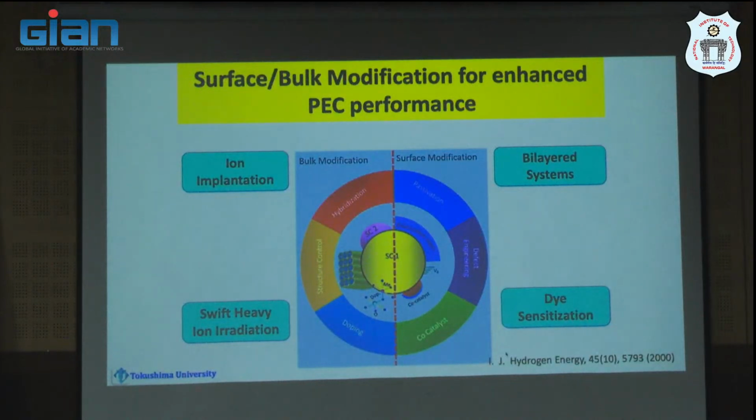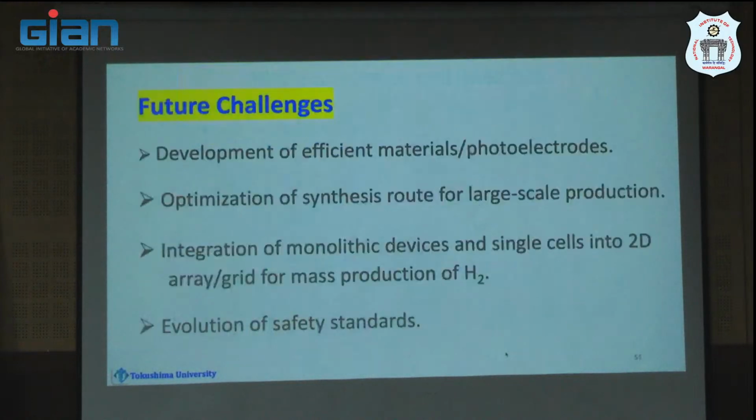How we can increase the process of water splitting? Maybe you can have some kind of ion implantation on the electrode, or use some kind of ion irradiation, or some bilayer system. You can replace the electrode, use another bilayer on the electrode, or some kind of dye sensitization to improve the performance of hydrogen water splitting.